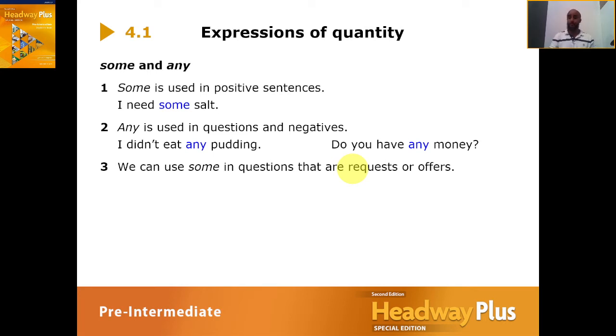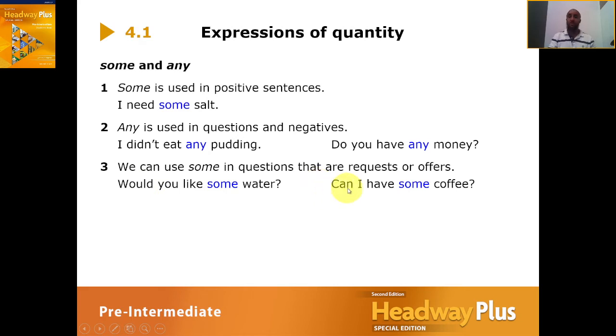Okay, so how does that look? Here is some in a question. If you noticed, we're using would here. This is a modal verb, and this modal verb is expressing something. Here we're expressing an offer. So here they say, would you like some water? So here we're using some in a question, but with the word would.